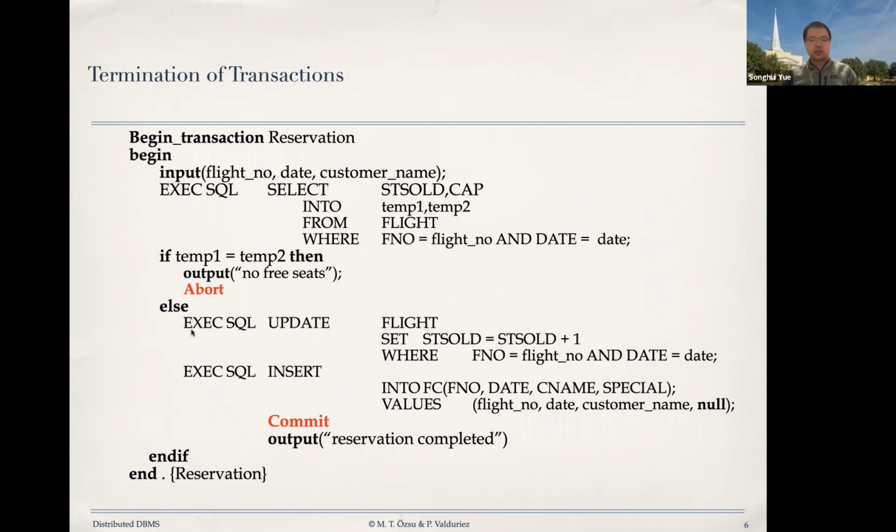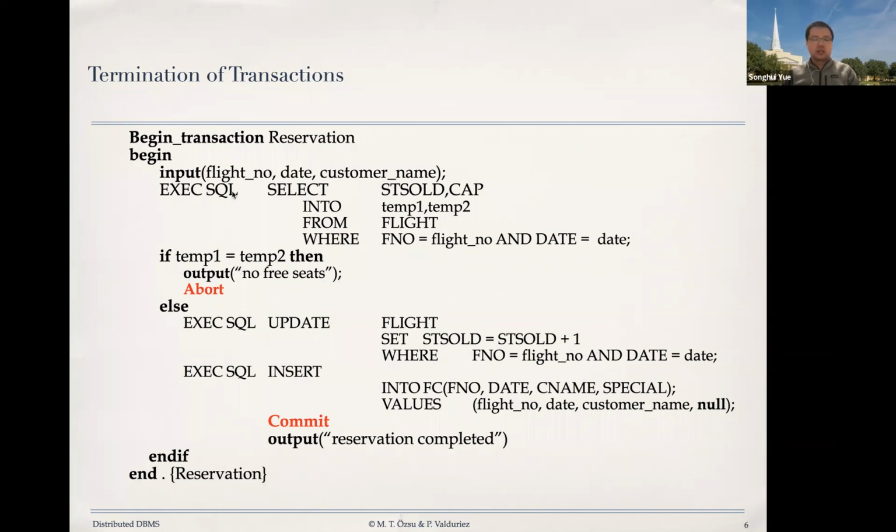Else, the two operations will be executed simultaneously in the same batch, and then finally it can commit the two executions. Okay, and then output the reservation completed. All right, so that's the end of the reservation.